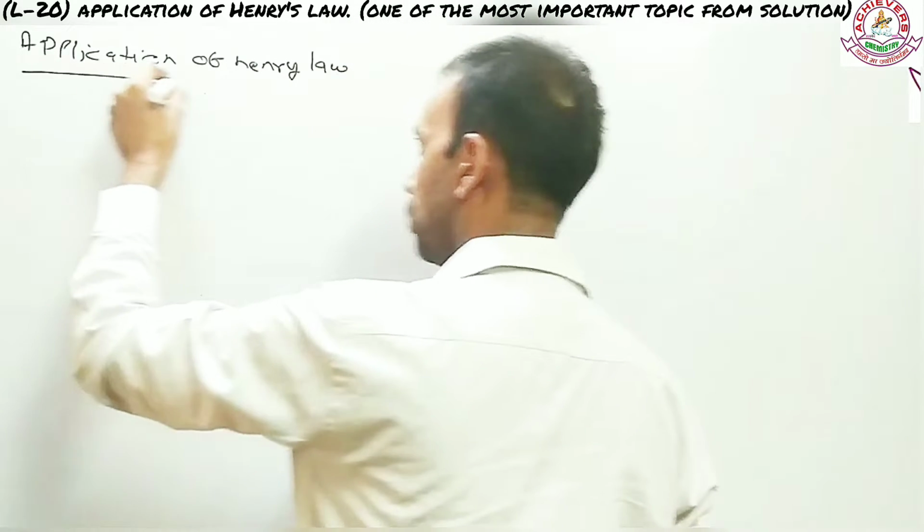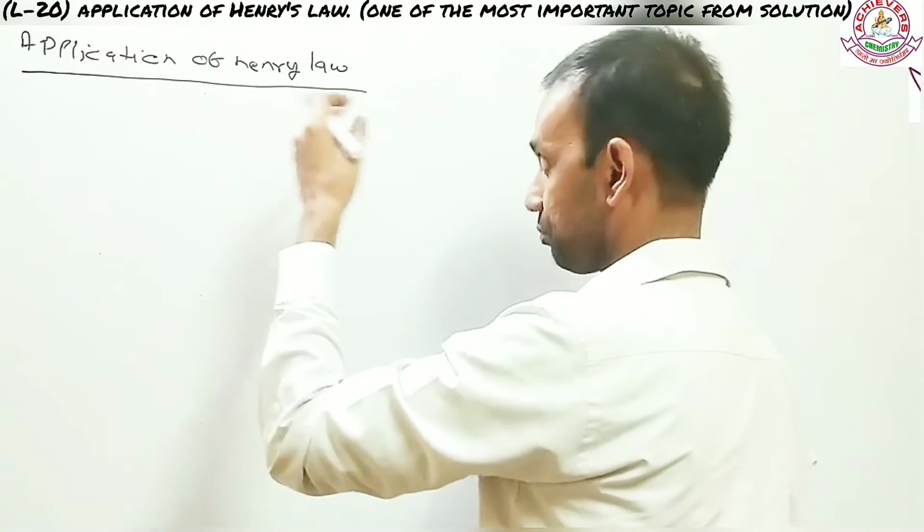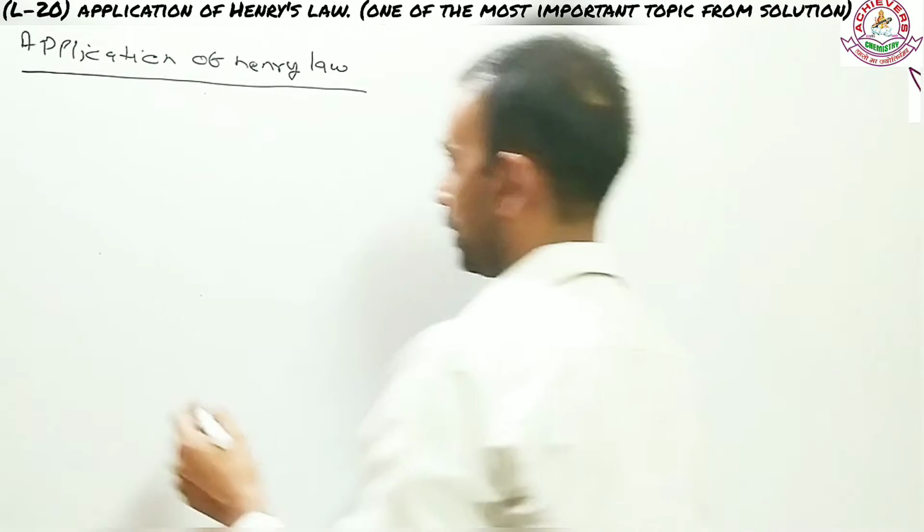I'm a little bit ignorant about grammatical errors here, like this capital H not being capital and not putting some apostrophe and all. So application of Henry's law is the topic I'm going to talk about.